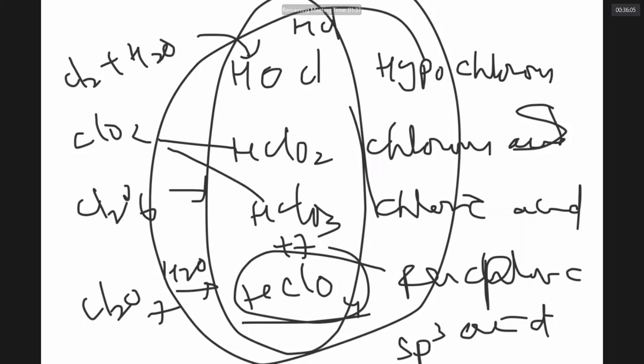This is a note on oxyacids of halogens. All these oxyacids are able to give only one H+, monobasic acids, and they make only one type of salt. The more the oxygens, the more acidic. Are we clear about it, sir?